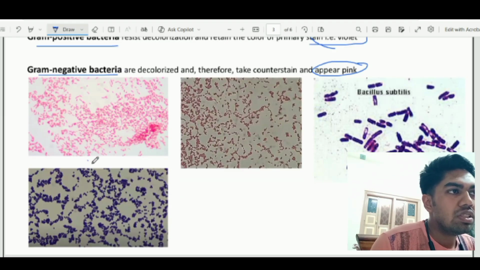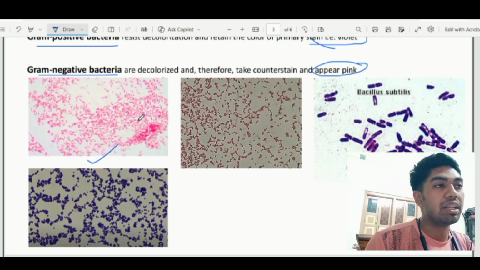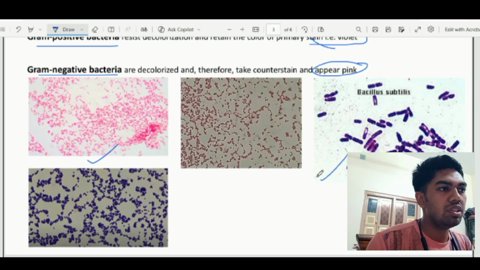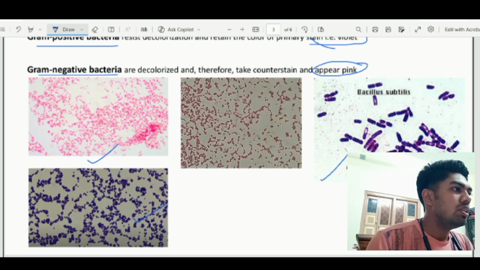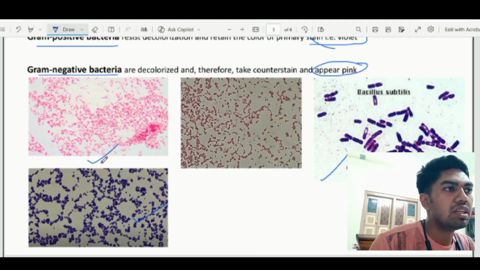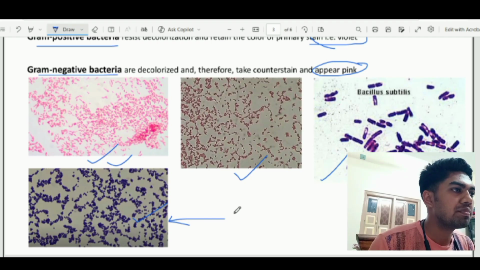So this is our gram negative bacteria, and this is also gram negative. This is gram positive, and this is also positive. This is basically gram positive bacilli, and this is gram negative bacilli. This is gram negative cocci. This is gram positive cocci.